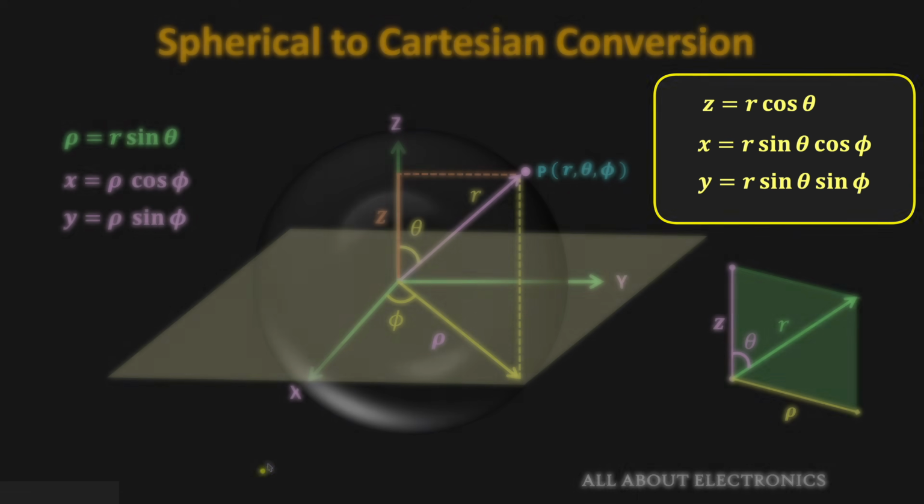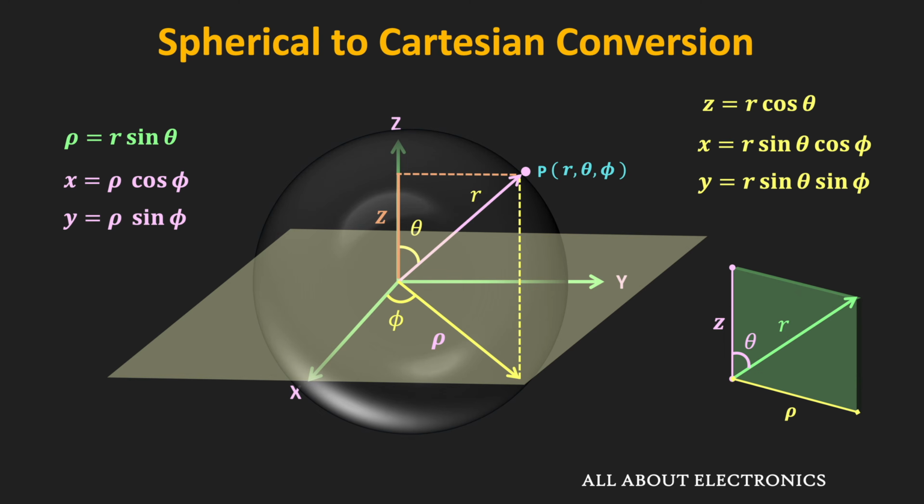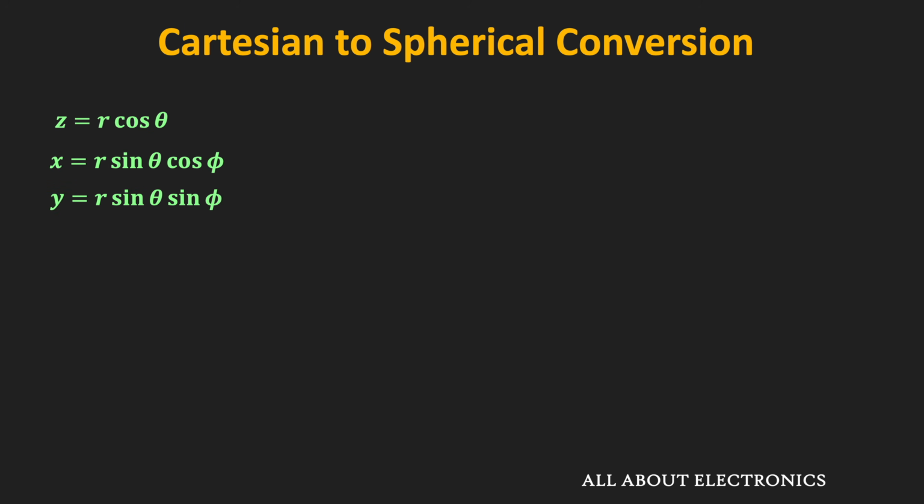So using this expression, we can convert any spherical coordinates into the Cartesian coordinates. Similarly, now let us see the other way around. Suppose we have been given the coordinates in the Cartesian coordinate system, then how to convert it into the spherical coordinate system. Here, we already know these expressions, right?